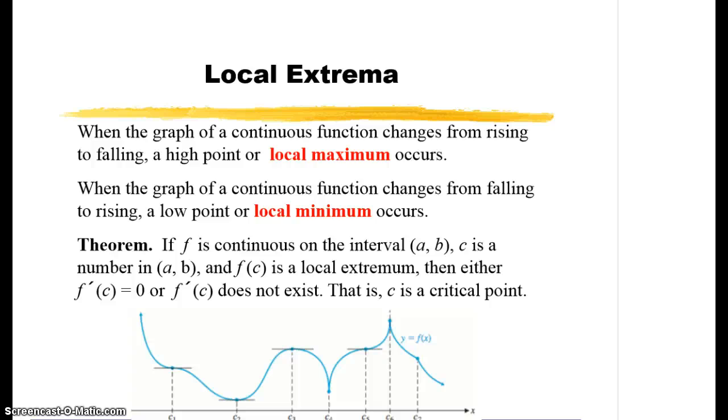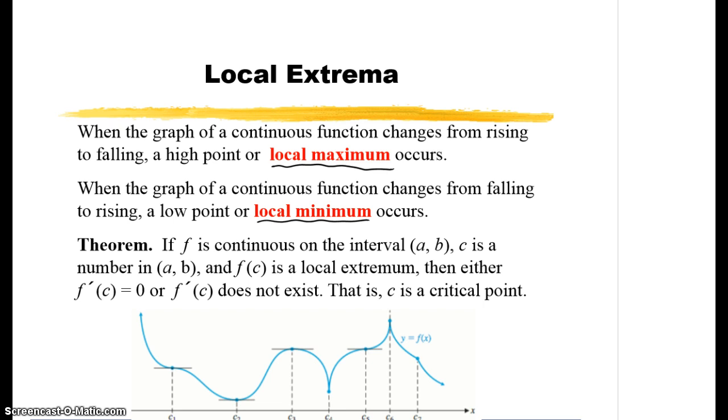Okay, we're in Barnett's 12.1, and now we're going to focus on local extrema and the first derivative test. When the graph of a continuous function changes from rising to falling, a high point occurs, which we call a local maximum. Likewise, when the graph of a continuous function changes from falling to rising, a low point occurs. We call that a local minimum. Together, the two are called local extrema.